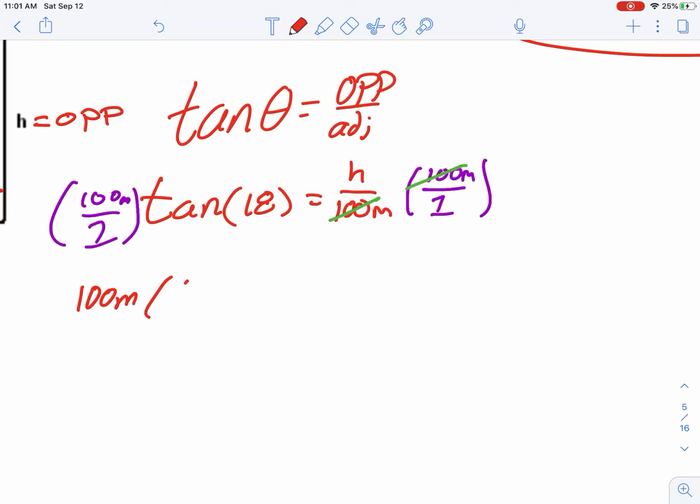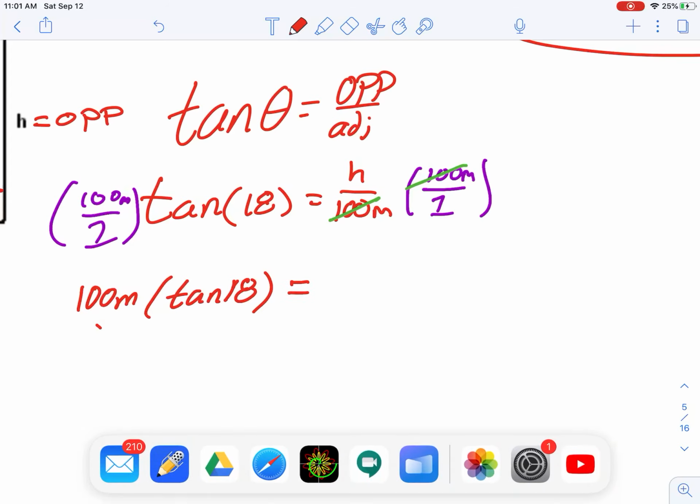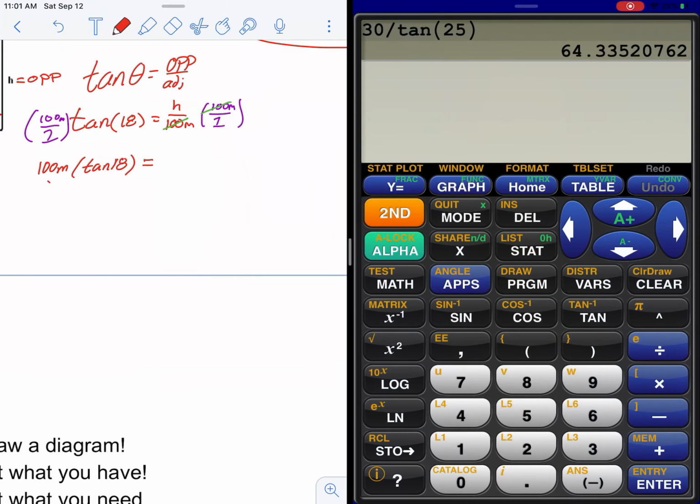And then you're left with 100 meters multiplied by tan 18. Something to note is you could put this all over 1 because of this guy, but realistically, that's going to equal the same thing. Any number divided by 1 is always your same value there. Okay, so let's plug this into our calculator.